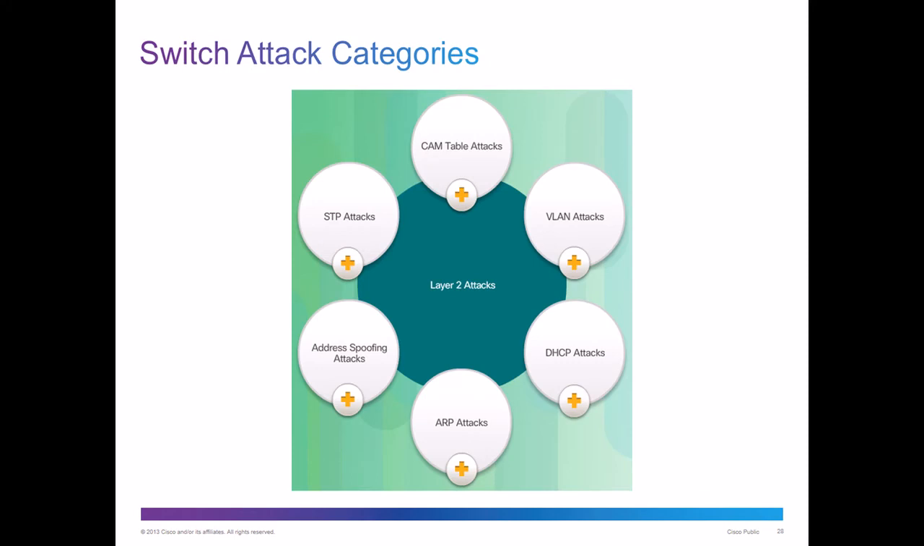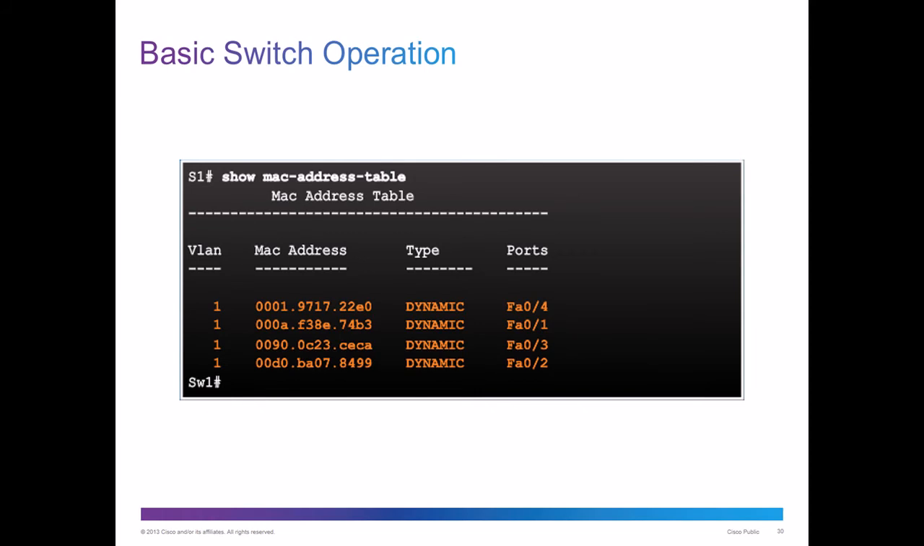You have the CAM table, the MAC address table attacks. You have the VLAN attacks, the DHCP attacks, the ARP spoofing attacks, which we'll talk about, and the STP attacks. We're going to take each one of those, discuss what each attack is and how to prevent it. All of these six different attacks can occur, but they are preventable with the right setup of security measures that we're going to take care of. Some of them might be configuration that we need to do to avoid these different attacks. So let's take a look at the MAC address table.